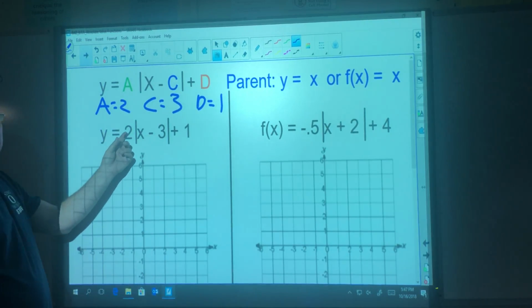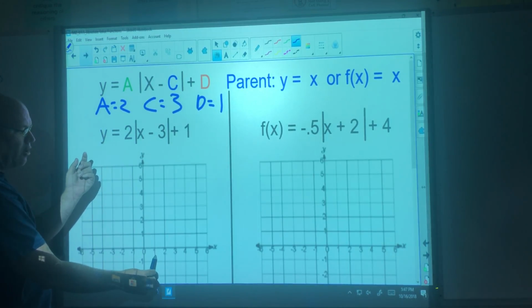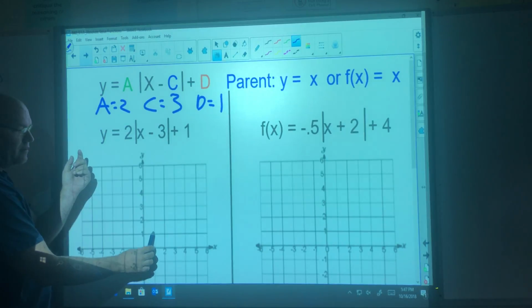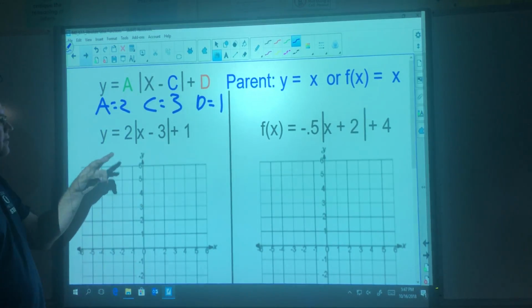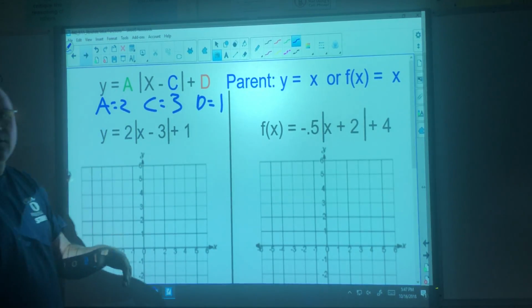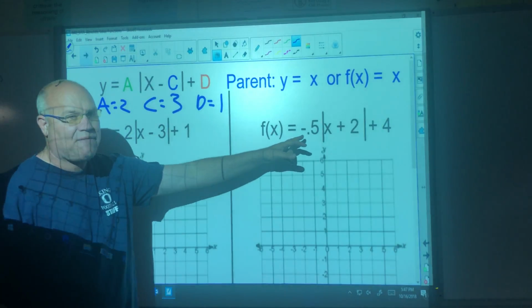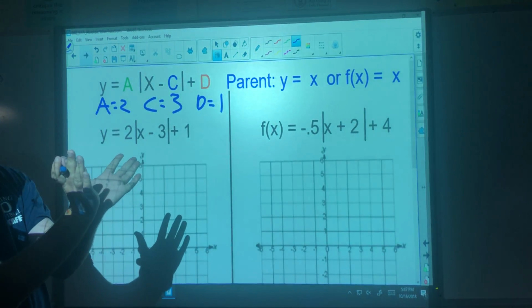Well, now with the value 2 here, that changes all my y's. So when I go over 1, I'm going to go up 2, not 1. And I'm going to go over 1 again, I'm going to go up 2. Over 1, up 2. Doing that both ways. So that's how the a value is going to stretch it. If this a value is between 0 and 1, like a half, then it's going to compress the graph. It's going to make it a fatter V.